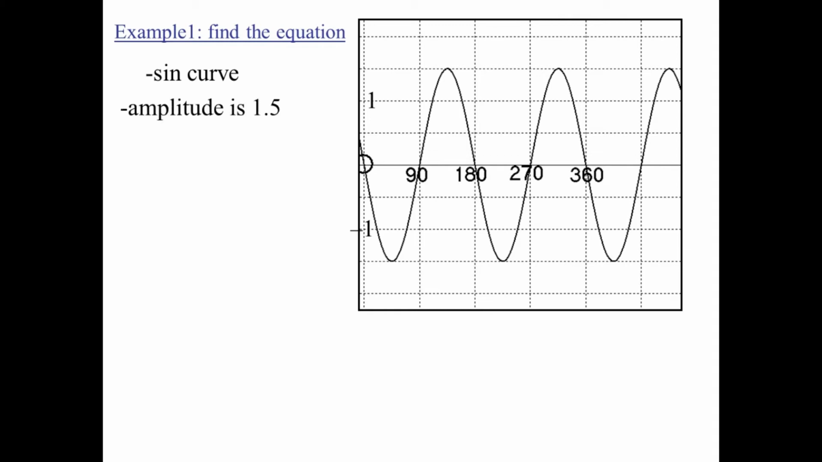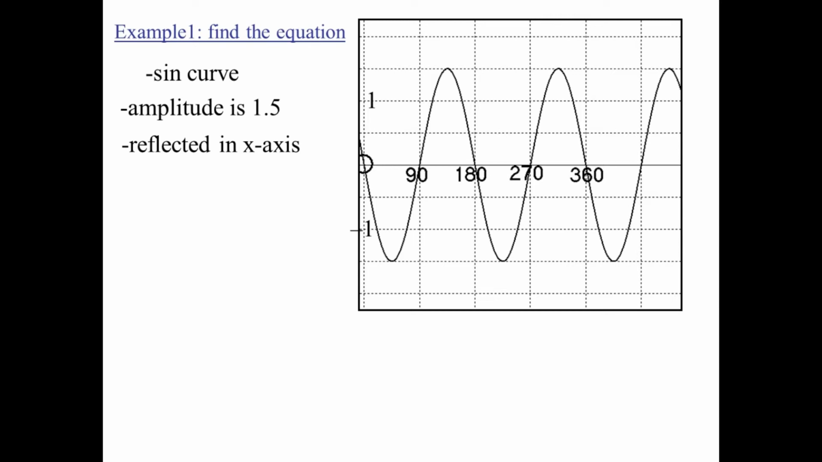The amplitude being 1.5. Now if we are to consider this a sine curve, then we have to think normally a sine from the previous lesson starts at the origin and goes up. So normally it starts at the origin and goes up, but in this case it starts from the origin and goes down. So we would have to say that it's been reflected across the x-axis. So we have an amplitude of 1.5 reflected across the x-axis.